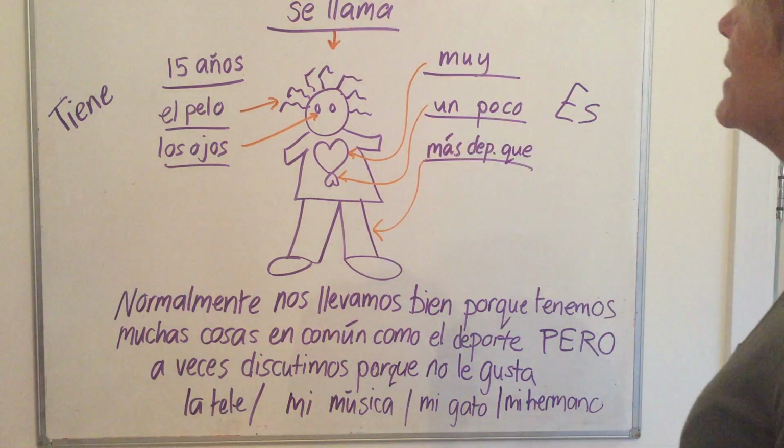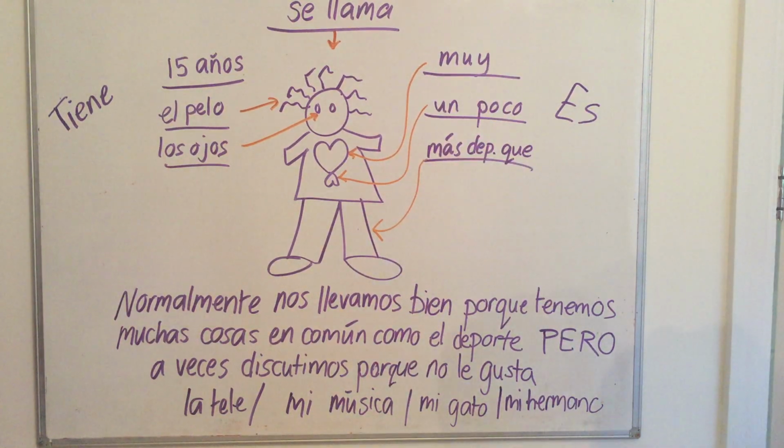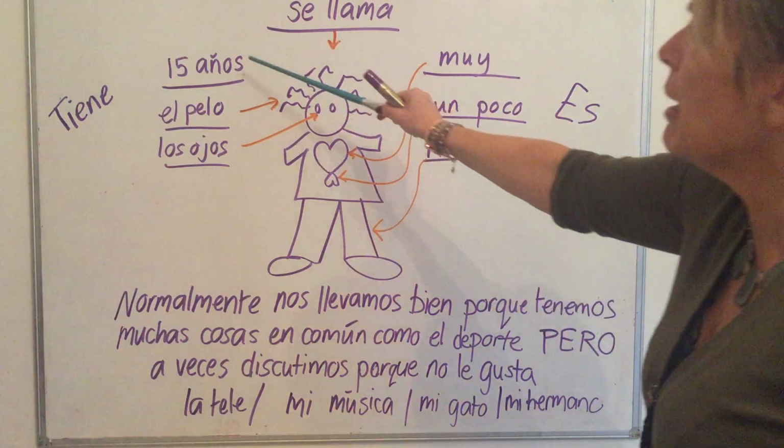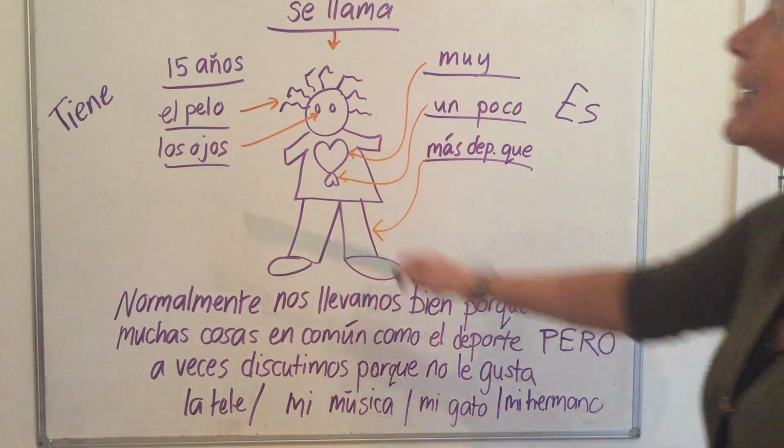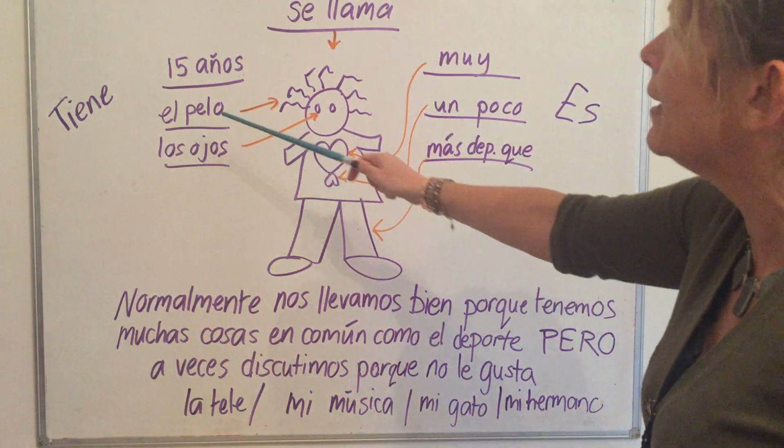Okay, mi mejor amiga se llama, insert name. Tiene 15 años. Get that age right. Get an age in your head. Remember to say it. Don't sit there struggling in your oral going, oh, what's 15? Is it 16? Okay, so get those numbers in your head. 15 or 16 if you're 16.